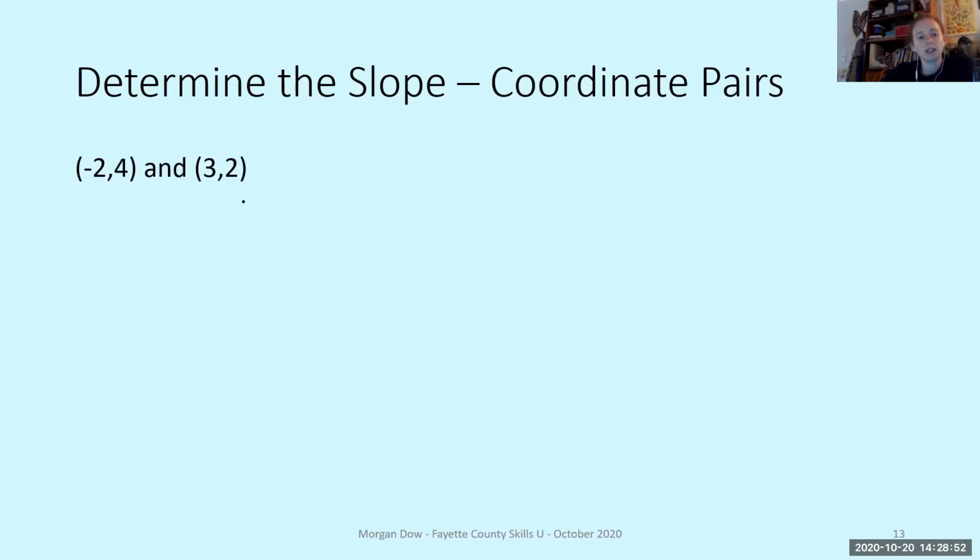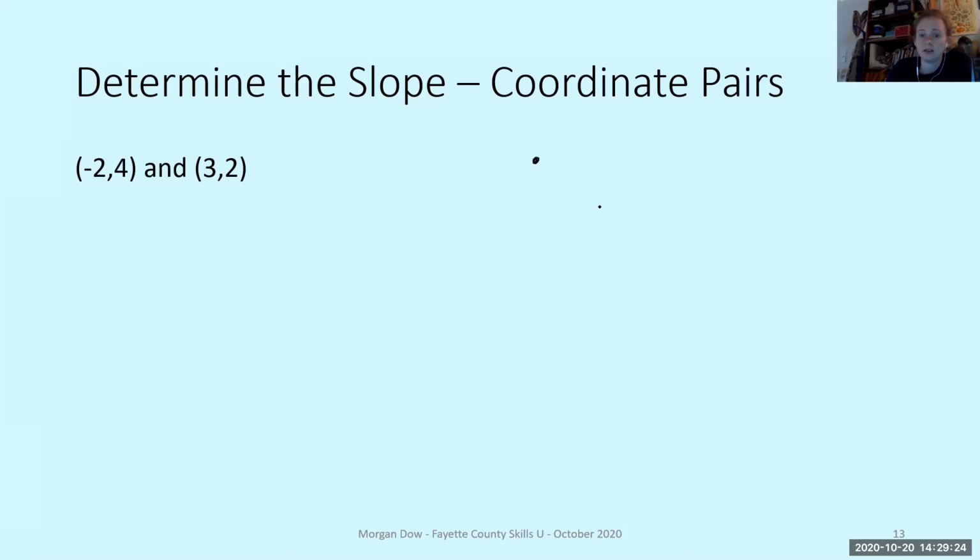All right, so next let's talk about determining the slope using coordinate pairs. This is a type of problem that you might encounter on your test where you're given a pair of points and they say determine the slope of the line that passes through these points. The reason they can ask a question like that is that you only need 2 points to name a line or to specify the location of a line.